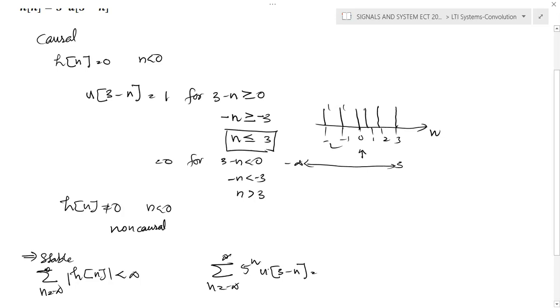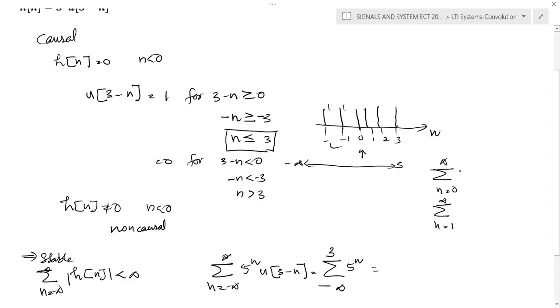We know that u of 3 minus n exists from minus infinity to 3. Okay, and 5 raised to n, u of 3 minus n, is equal to 1. And for the simplification part, we will split this summation, because we know the formula for n is equal to 0 to infinity, or we can also write the definition for n is equal to 1 to infinity.